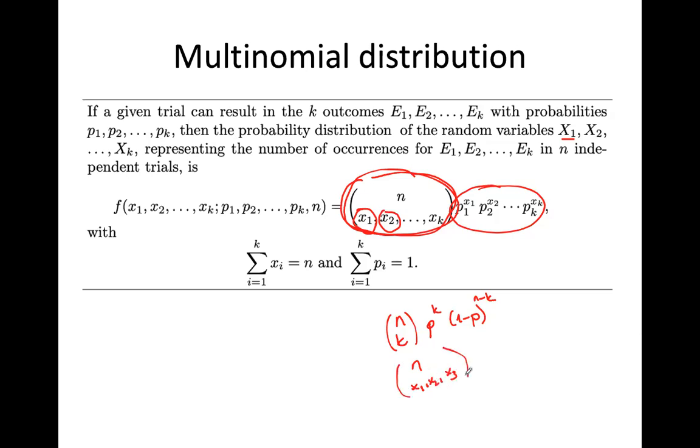Different options. Yes, hocam. For example, three options. Here I won't have p^k anymore. I will have P1 to the power X1 and P2 to the power X2 and P3 to the power X3. Let me give you one example, and I hope you will understand multinomial distribution.